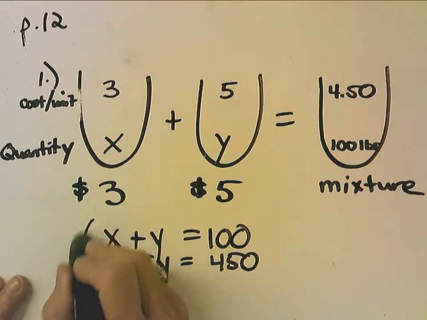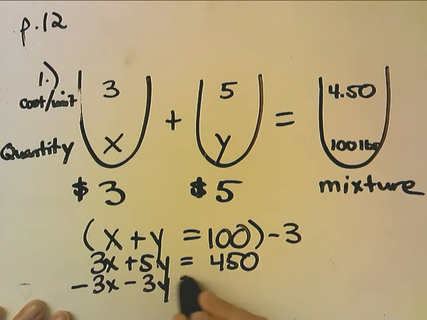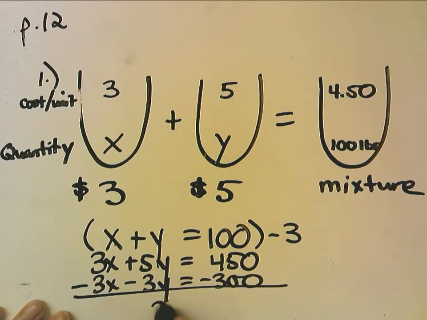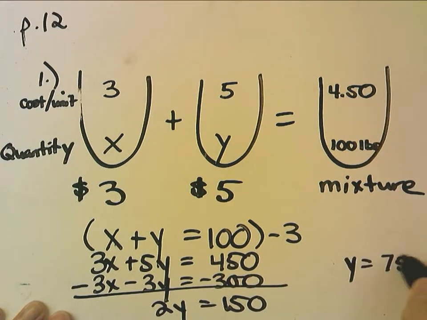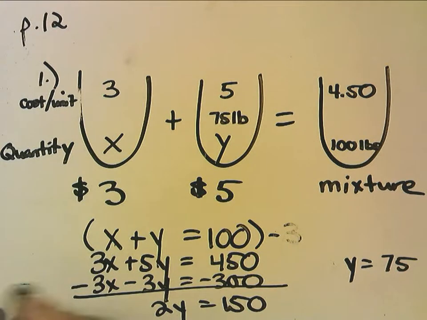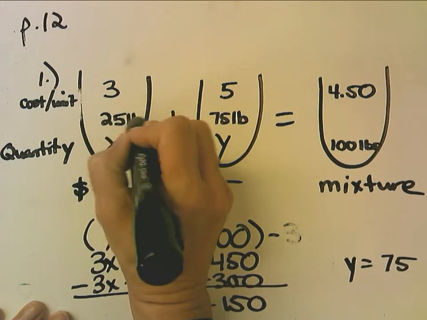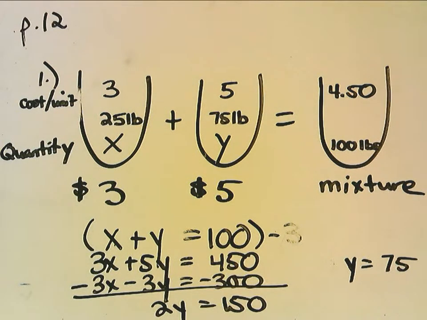Now, I'll solve this one, although on this video I'm not going to solve all of them because I'm really just going to help you set them up. If I multiply my entire top equation by negative 3, I get negative 3x minus 3y equals negative 300. I get 2y equals 150. So that means y equals 75. Well, y is my $5 a pound beans. And if this is 75 and it has to add up to 100, that means X, my $3 a pound, we'd have 25 pounds. So the answer is I'm going to mix 25 pounds of $3 beans with 75 pounds of $5 beans to get a mixture that will sell for $4.50 and be 100 pounds.